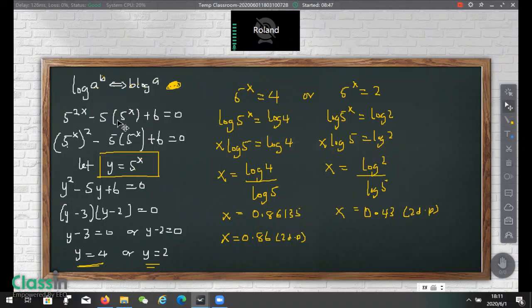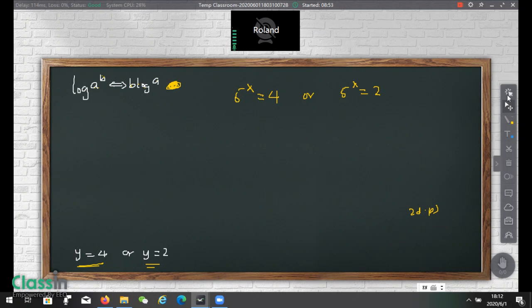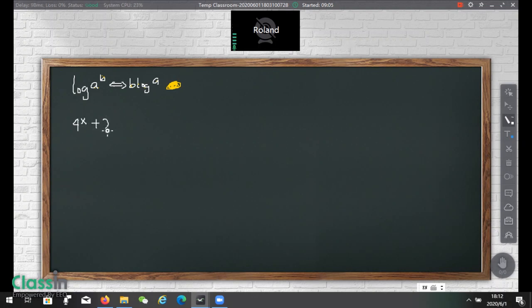So that's very simple. Okay, let's consider one more example. If we have 4 to the power x plus 2 to the power x minus 12 equals 0, this is 4 and this is 2, but of course, 4 is the same as 2 squared.